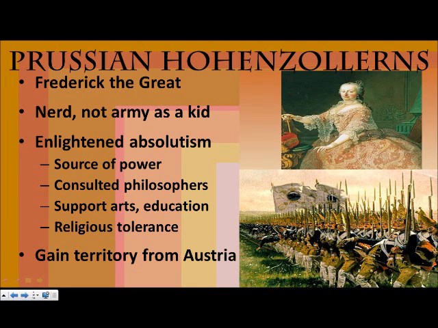Lastly, Frederick does finally gain some territory from Austria. There's Maria Theresa of Austria, older and fatter. She is queen, but she's not all that powerful. So Frederick the Great, using this Prussian army, is going to be able to gain some territory and gain some power within Europe.